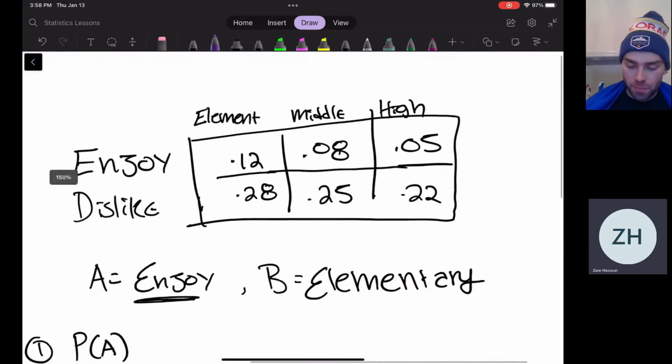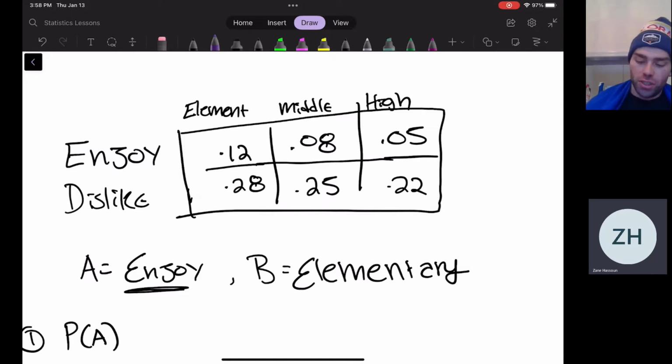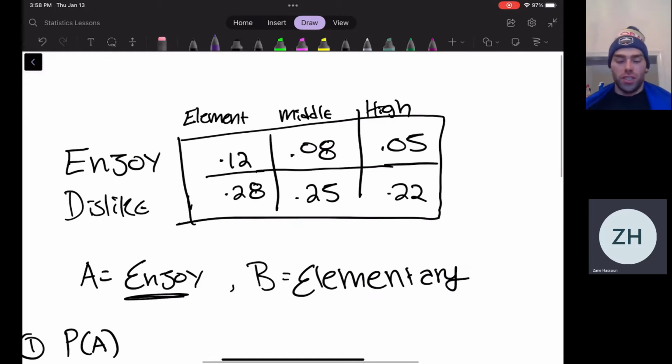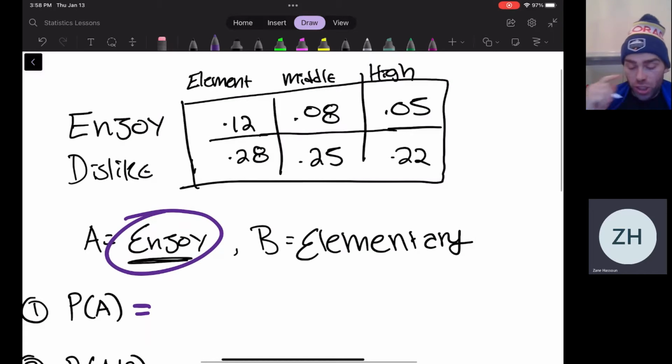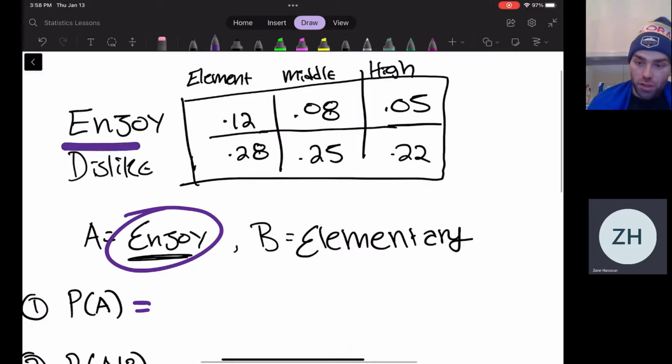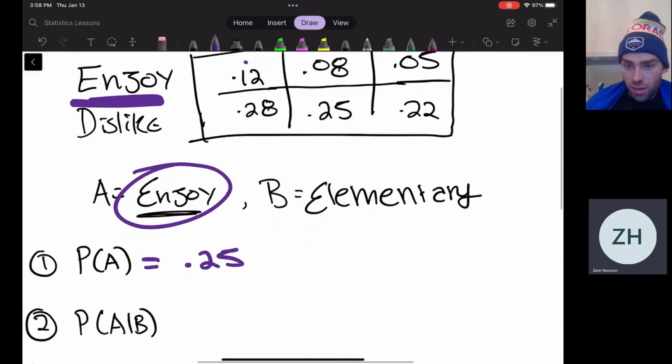Here we have a matrix of students, and we're trying to see whether these students enjoy or dislike going to the dentist. It's segmented by what type of school they're in: elementary, middle school, and high school. The probability of A, that they enjoy going to the dentist, is the sum of those who enjoy in the matrix: 0.12 plus 0.08 plus 0.05. So this is 0.25, or 25% of the students.